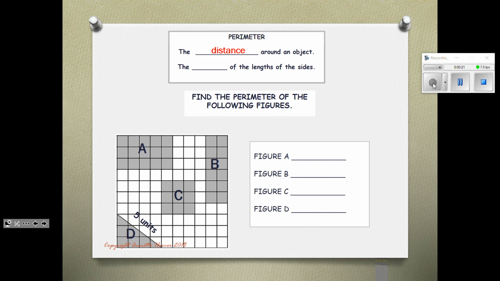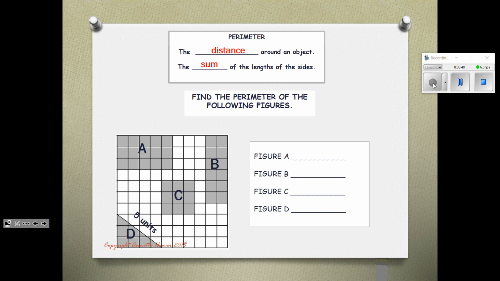So if you had a yard and you were trying to put a fence around a yard, you'd be calculating how far that fence needs to be. It's the distance around. You find the perimeter by finding the sum of the lengths of the sides. And remember, the word sum means that you add the sides together. So all we have to do is figure out the length of each side and add them together.